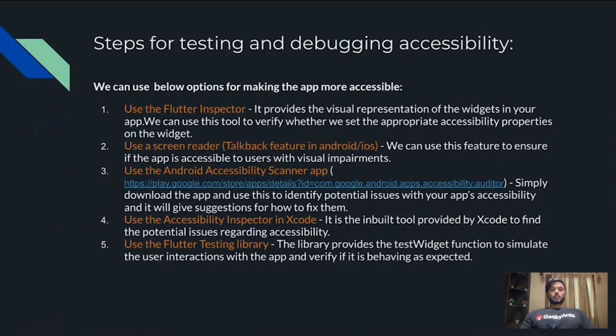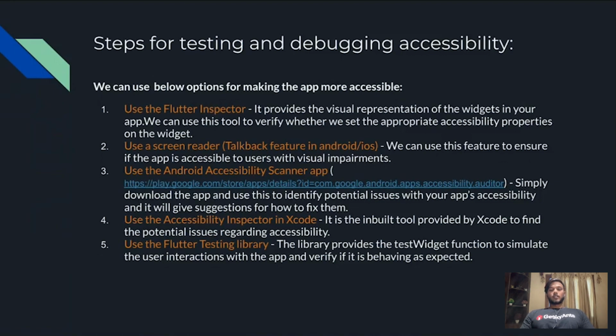Use the Android accessibility scanner app. So what we have to do is to simply download the app from the Play Store and install it. After that, you can use it to find the potential issues. I will be talking about it more in the coming slide as well, like how to use it.